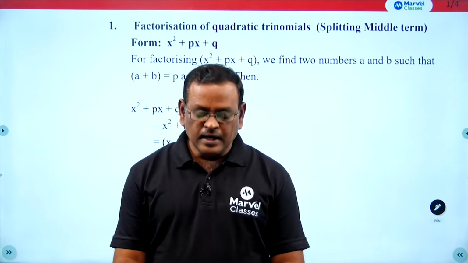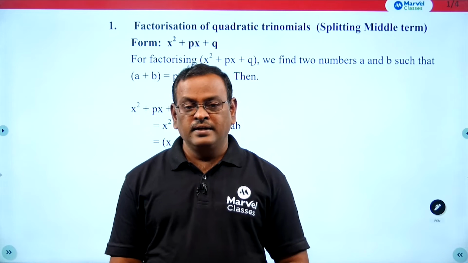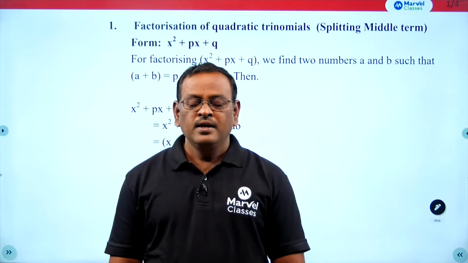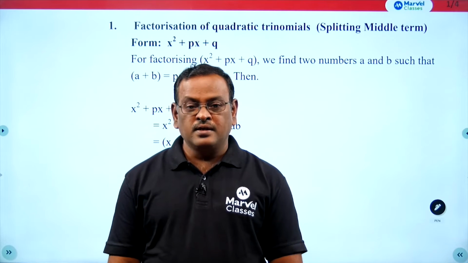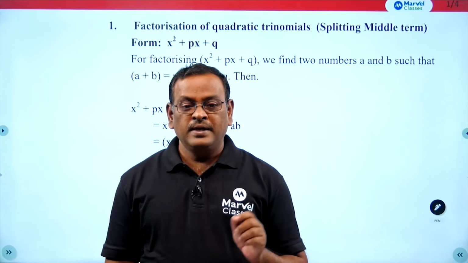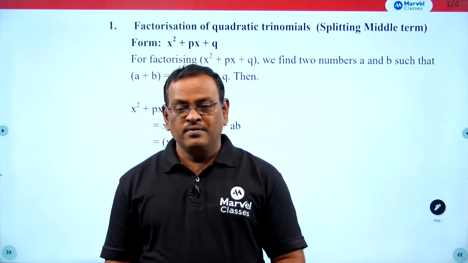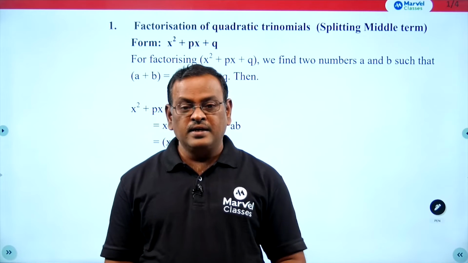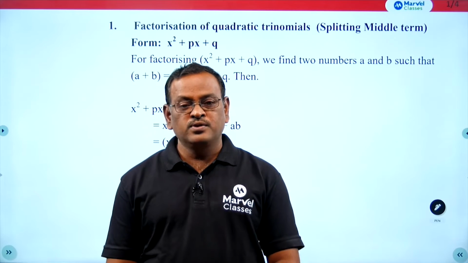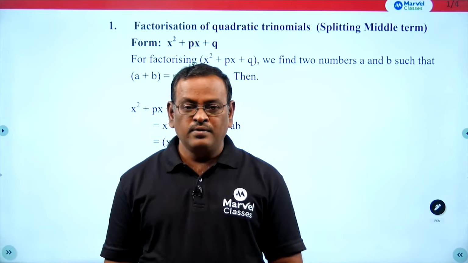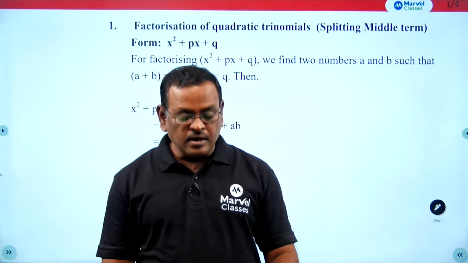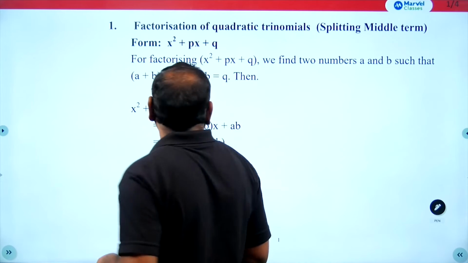Thank you. In the last video I discussed using identities to factorize trinomials, but not all trinomials can use those identities. So when can we apply splitting the middle term? Whenever the problem is not related to a plus b whole square or a minus b whole square, then the only possibility is to apply splitting the middle term. So what is the concept of splitting the middle term?